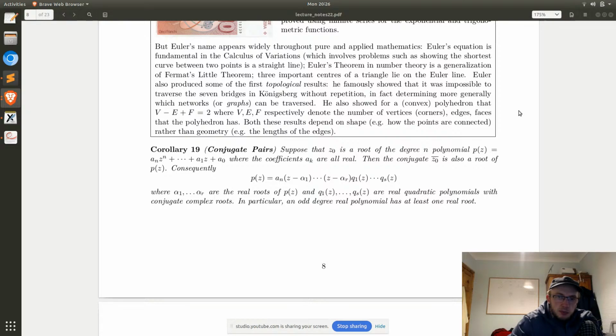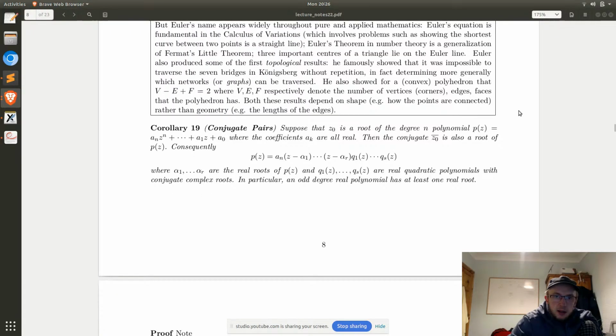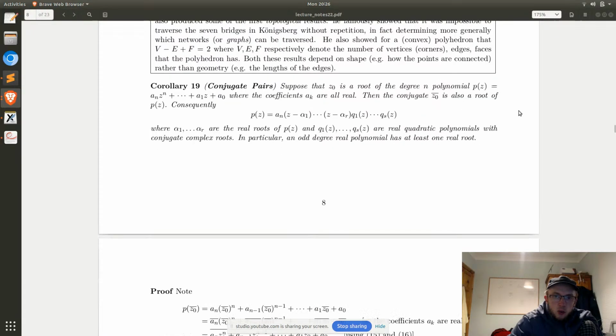Consequently, p of z can be represented like this, where alpha 1 to alpha r are real roots of p(z), q1(z) to qs(z) are real quadratic polynomials with conjugate complex roots. In particular, an odd degree real polynomial has at least one real root.